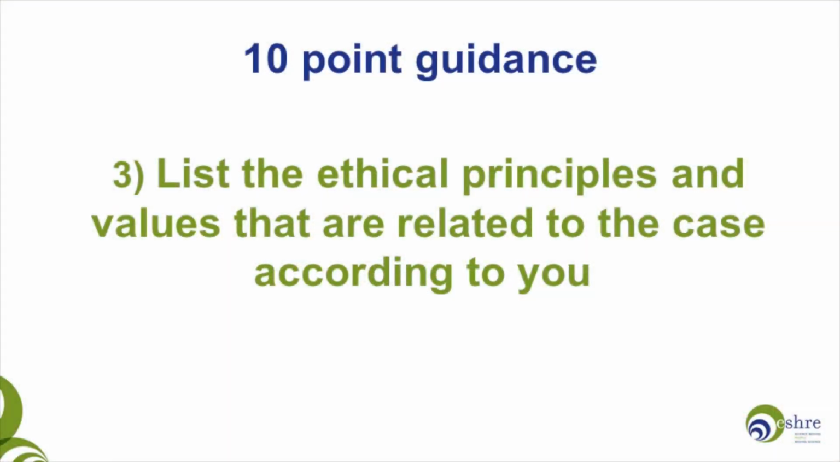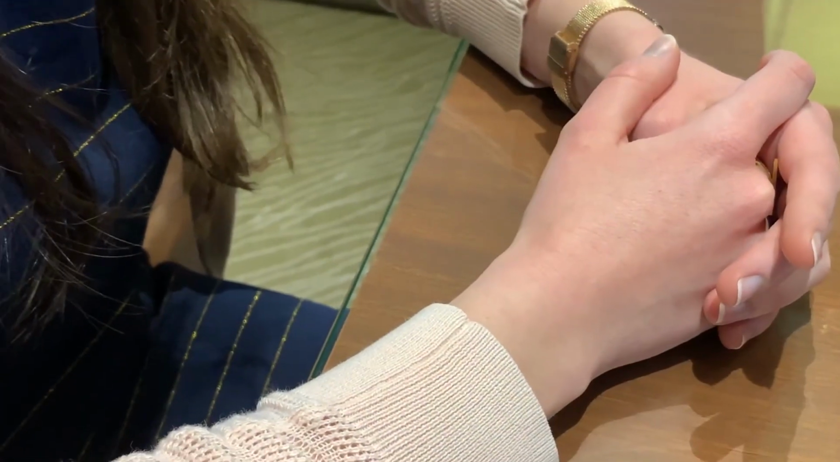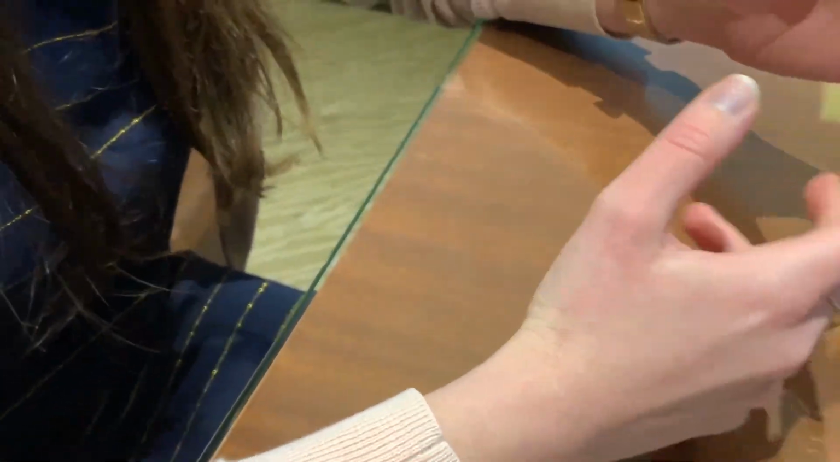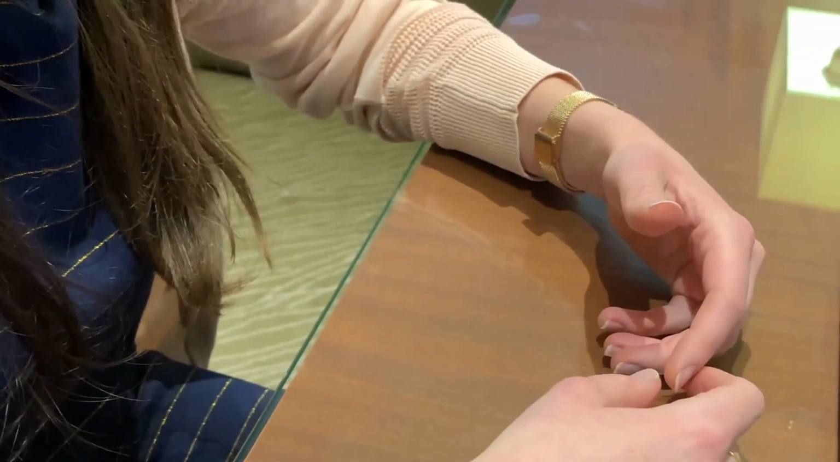The third step is that you make a list of the ethical principles and values that are related to the case according to you. So you can really use bullet points. The first one here, for example, is respect for autonomy. So all the parties involved voluntarily accept certain restrictions on their autonomy.